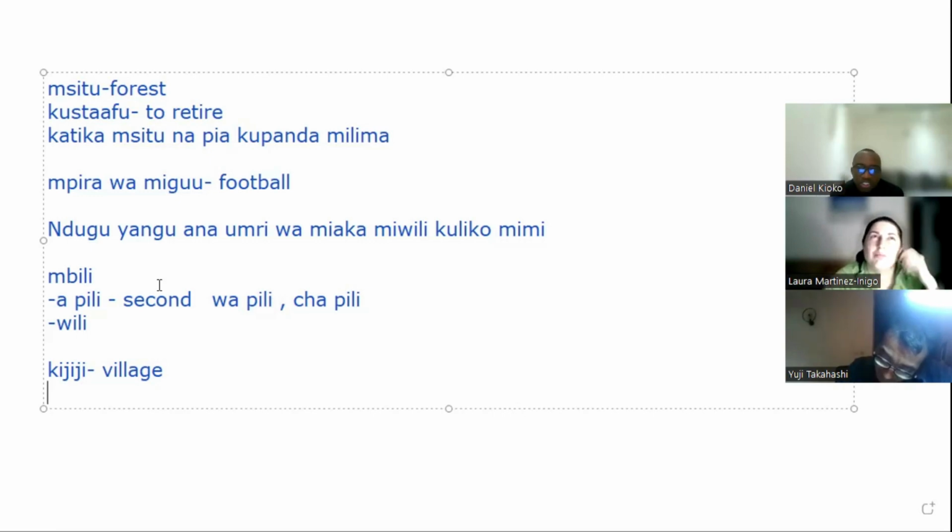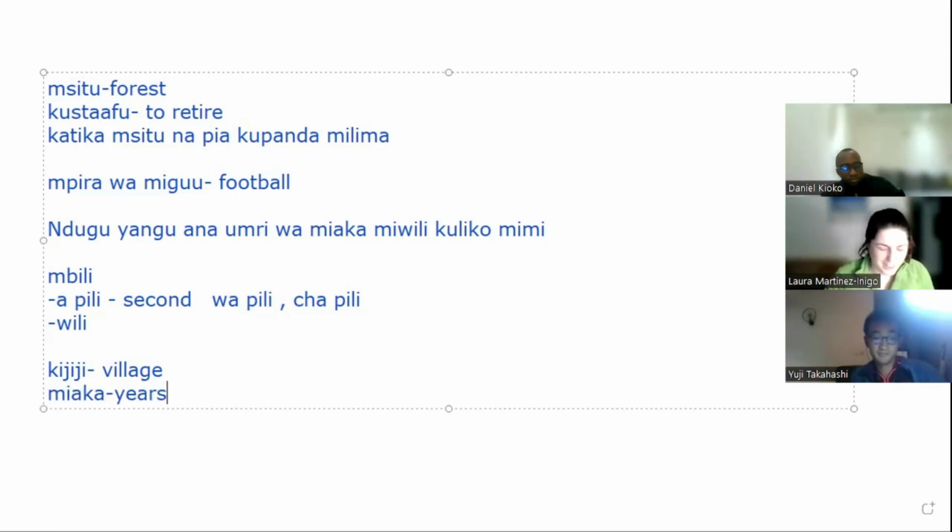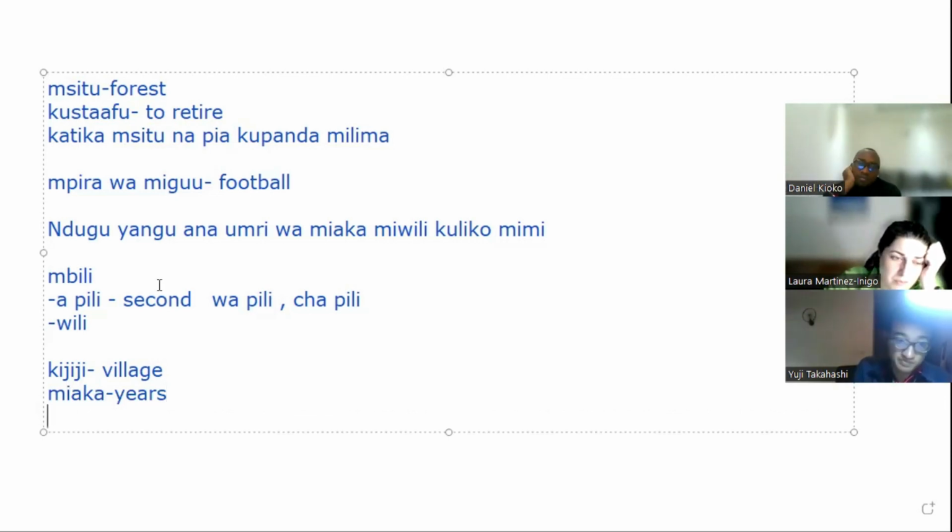Village experience? Kijiji? No, me niliishi na misitu. Oh, msitu, the forest. Ndio, miaka tatu, miaka ne. Oh, yes. But msitu is also like a village. Anyway, there were camps in the forest, not like a place where people are living. Well, researchers, but not more than 15 or 20 people.